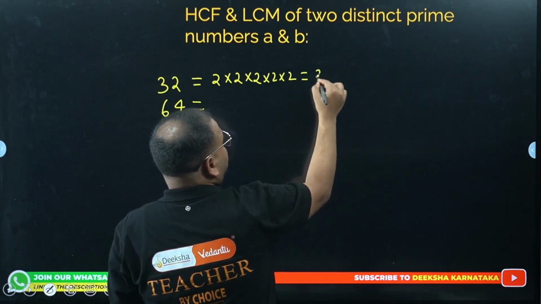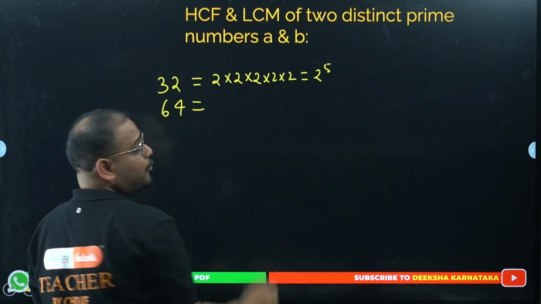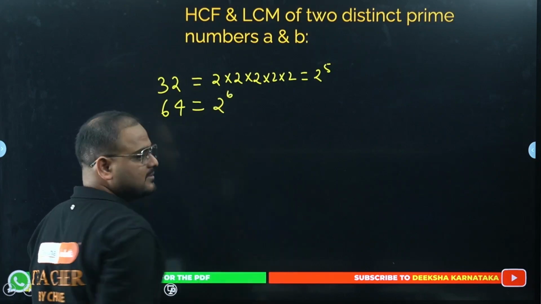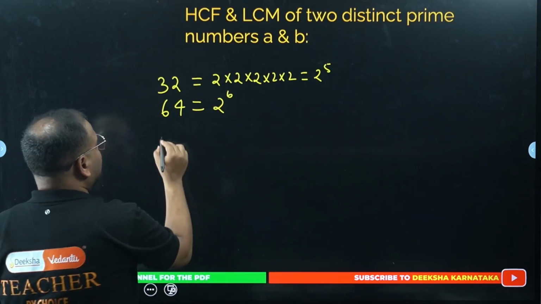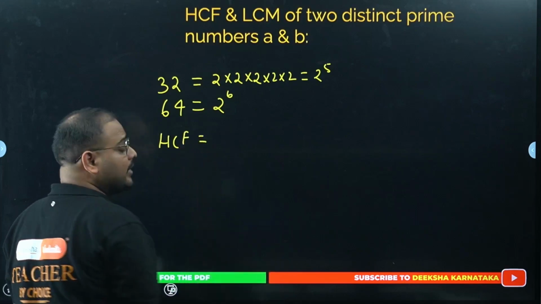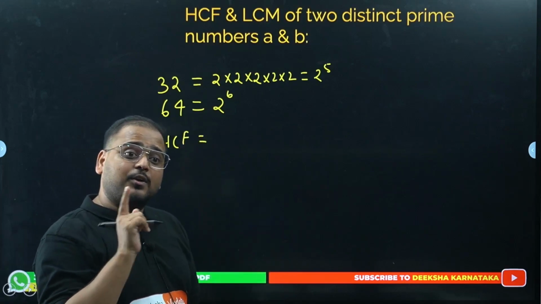This is 2 power 5. For 64, one more 2, so 2 power 6. So whenever we are writing HCF, what we do is take all the common factors.